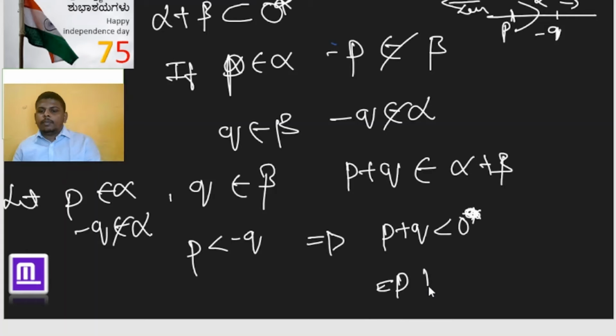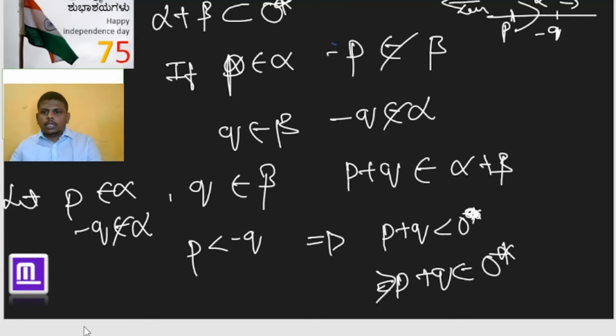So which implies p plus q belongs to 0 star. Because what is 0 star? 0 star is a set of all rational numbers less than 0. So we got alpha and we got beta, and then alpha plus beta is a subset of the 0 star. So this is how we showed it. We just took the help of our definitions of alpha and beta, and then we managed to prove it, right?